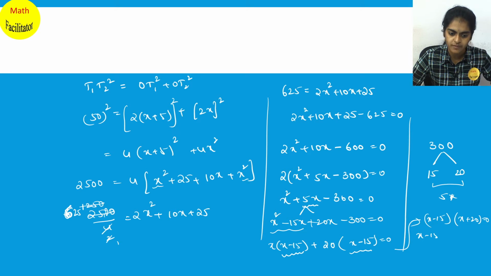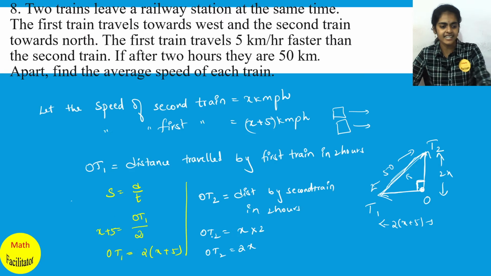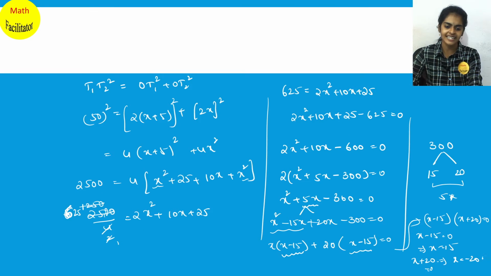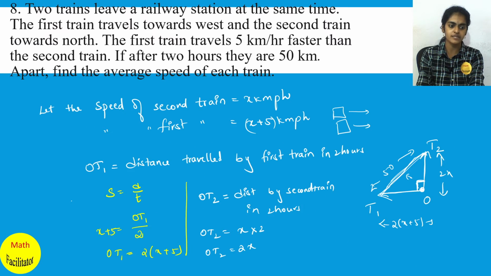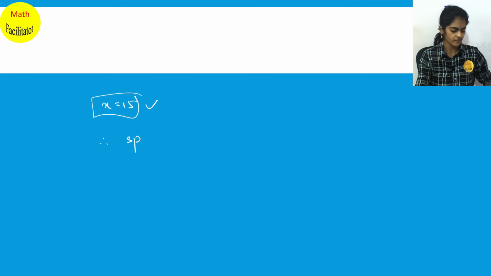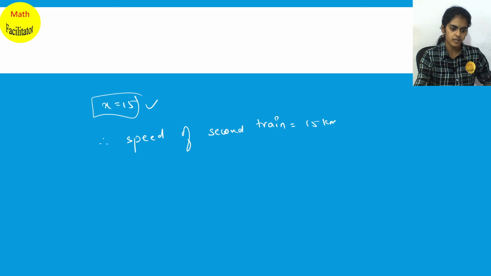So x minus 15 can be 0, which means x is 15. Or x plus 20 is 0, which means x is minus 20. But x is nothing but the speed of the train, and speed of the train cannot be negative. So I cannot take x as minus 20, it is wrong. So x equal to 15 is correct. X is the speed of the second train. Therefore, speed of second train is 15 kilometer per hour.